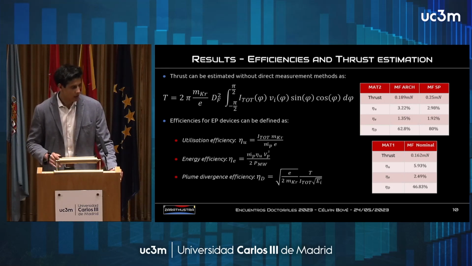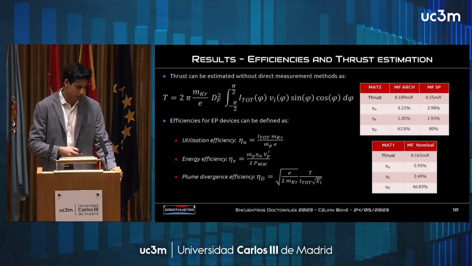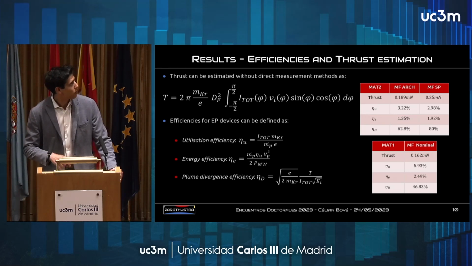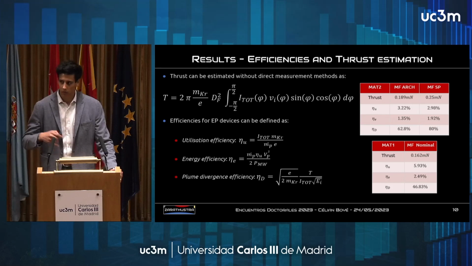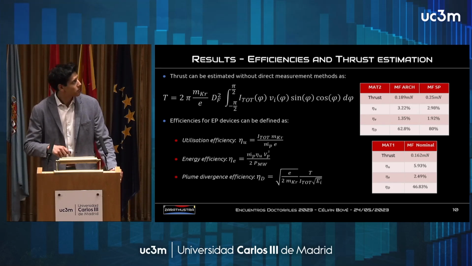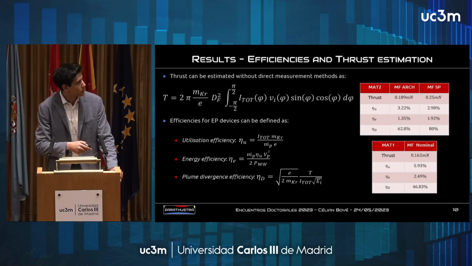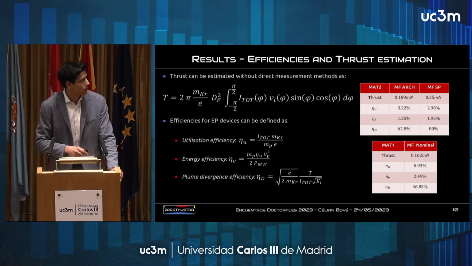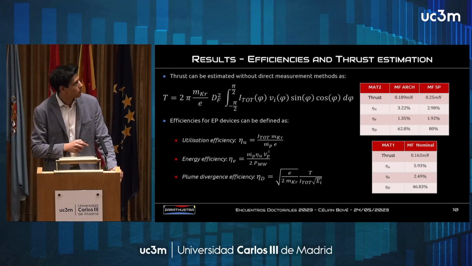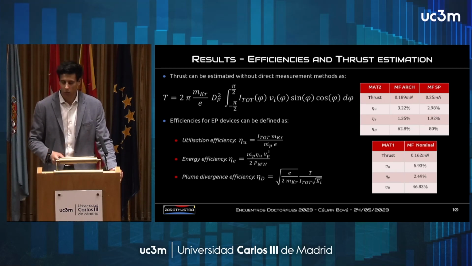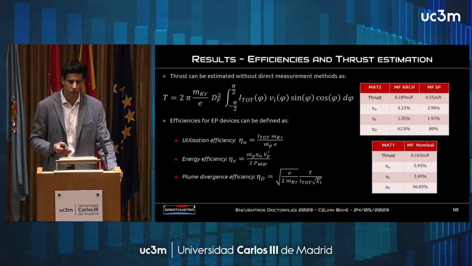Thanks to these assumptions, we can also compute the efficiencies of the thruster in several configurations. First of all, the thrust lies around 0.2 millinewton for the magnetic field arch, so the closed one, and for the same polarity one. Actually, we have more thrust and more efficiency for the same polarity thruster, which might be due to the closed line geometry of the thruster.